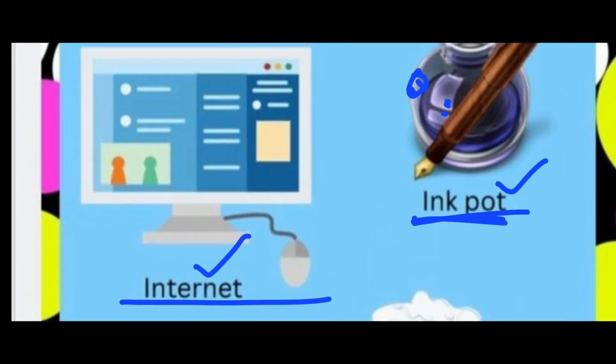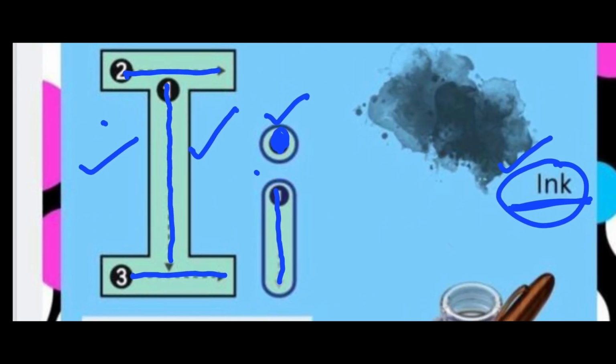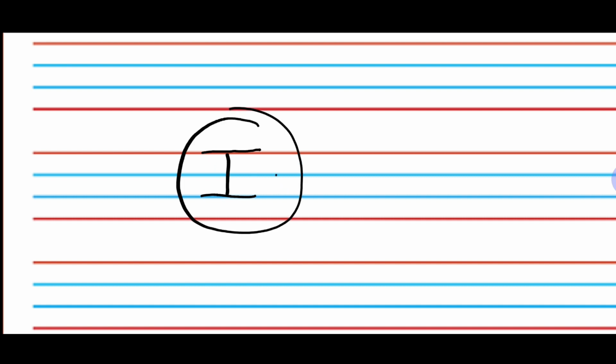I hope you have understood all the vocabulary words that I taught you from I. Now I will tell you how to write I in the 3 lines. Okay, so we will start from here, like this: 1, 2 and 3. Small i, and now capital I, like this and like this.